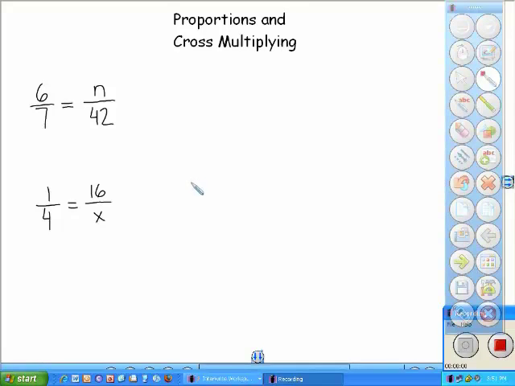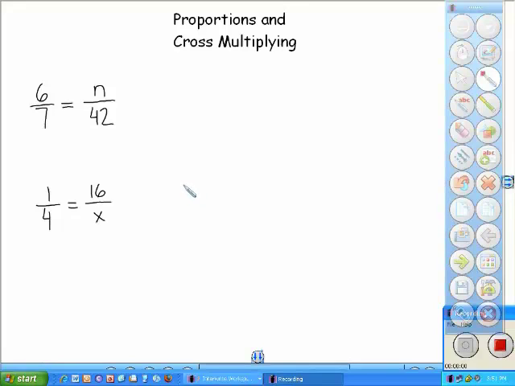Alright, in this math review video, we're going to take a look at proportions and cross-multiplying. And before we begin and get too far into this, proportions, what are those? Well, proportions are basically equivalent fractions. They're two fractions that may look a little different, but they're actually equal.